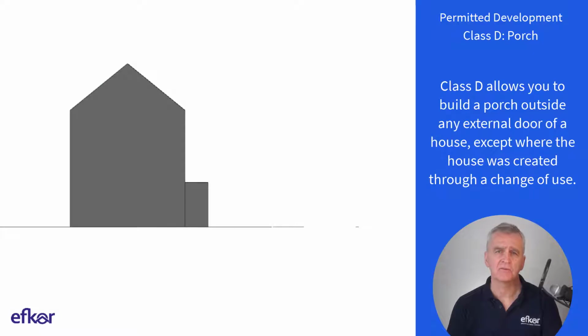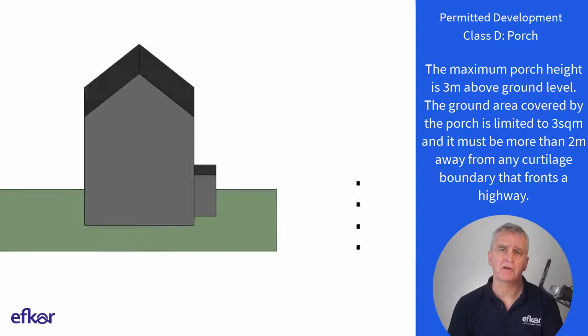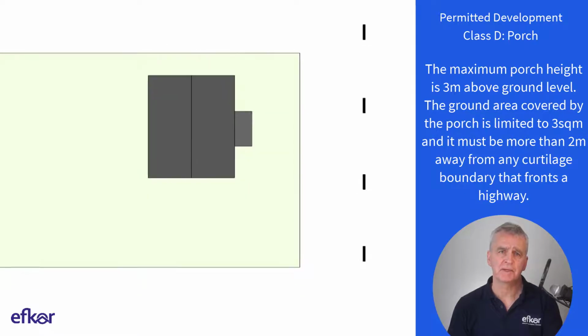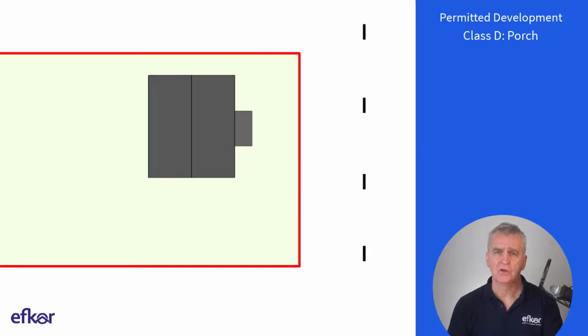Class D allows you to build a porch outside any external door of a house, except where the house was created through a change of use. The maximum porch height is 3 meters above ground level, and the ground area covered by the porch is limited to 3 square meters, and it must be more than 2 meters away from any curtilage boundary that fronts a highway. Curtilage is explained in video number 2.